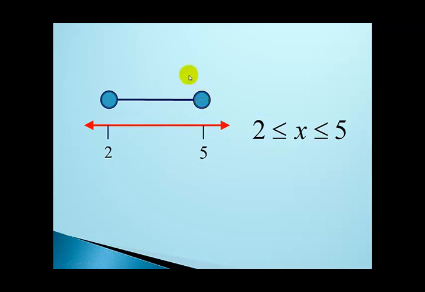So that is the number line. This is the number line for the inequality x greater than or equal to 2 but less than or equal to 5. So it's between the point 2 and 5, and take note 2 and 5 are included because x is equal to 2 and x is also equal to 5.